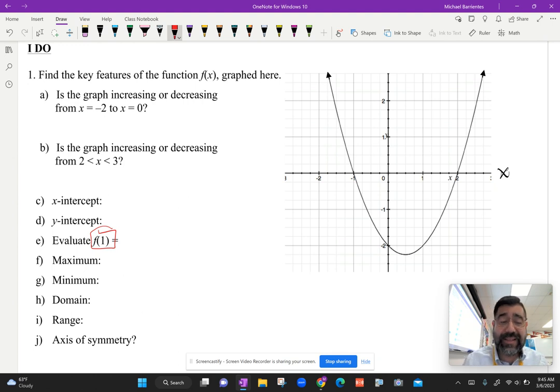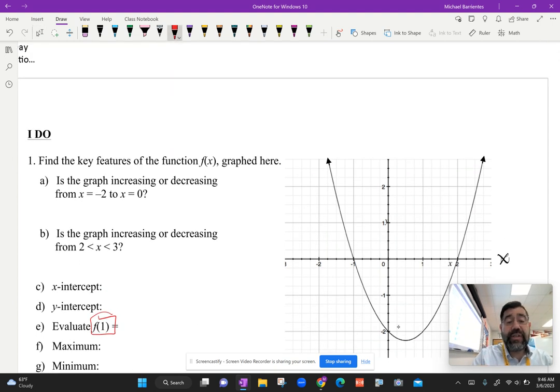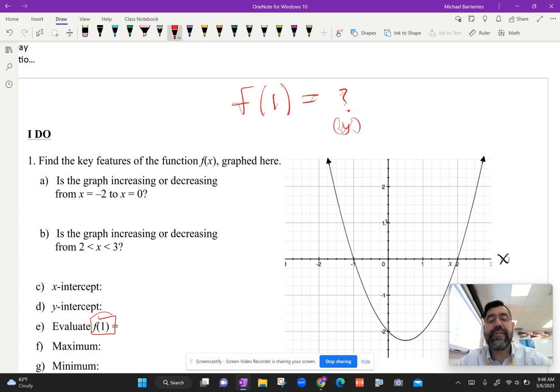And so I do need you to remember that that symbol does not mean f times 1. We're not multiplying anything. It's a symbol that says we're looking at the function named f, and we're looking specifically when my input or my x is 1. And usually when you see this, that means we want to find out what is the y or output of that x value. And so f of 1 is the function notation that says, using the function f, what is the y value, what is the output when my input or my x is 1?